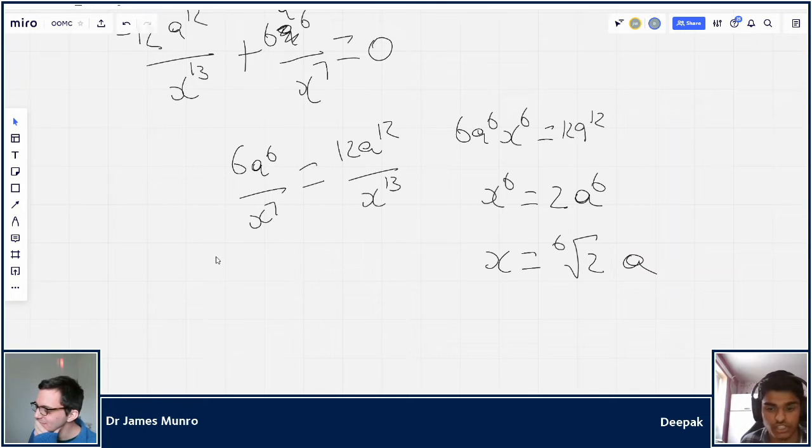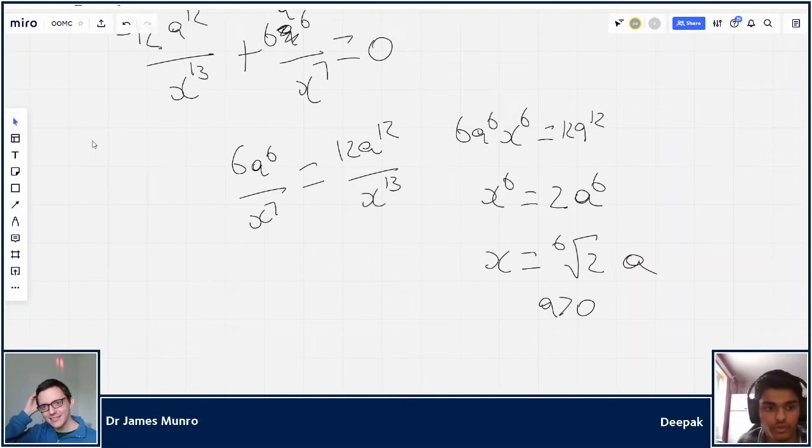And I guess this begs the question, what even is a? Is it positive? Is it negative? In this question, a is some positive number. I should have said a is some positive number, because that's going to affect wherever the turning point is. So a is bigger than 0, and the sixth root of 2 times a is going to be somewhere in there.